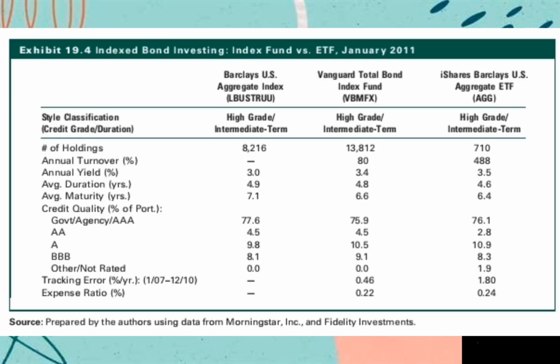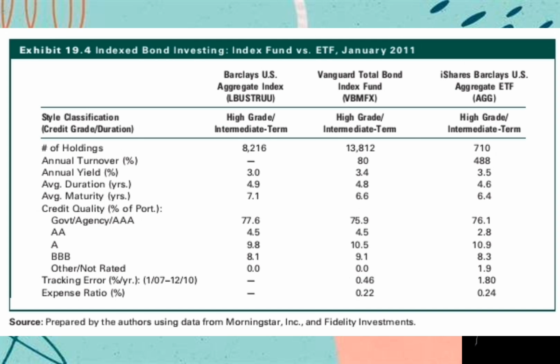So this table compares three index bond investment options: a Barclays US Aggregate Index, a Vanguard Total Bond Index Fund, and an iShares Barclays US Aggregate ETF as of January 2011. All three are classified as high grade, intermediate term.